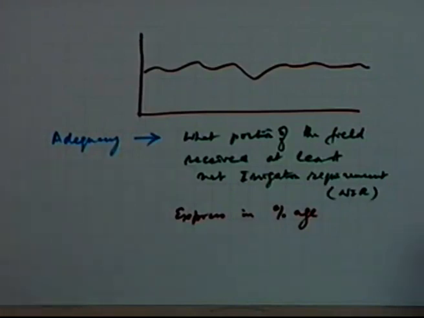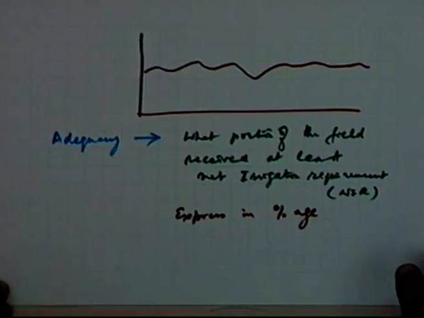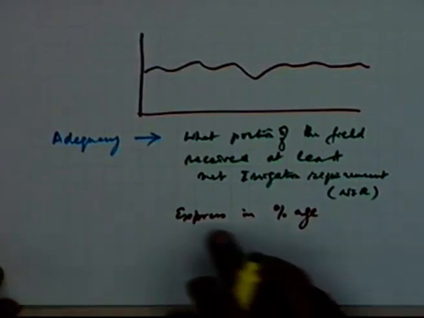If we say the adequacy level is 25%, that means only 25% of the area received irrigation equal to or greater than the net irrigation. All the remaining area received water which is less than that level, the level of net irrigation.